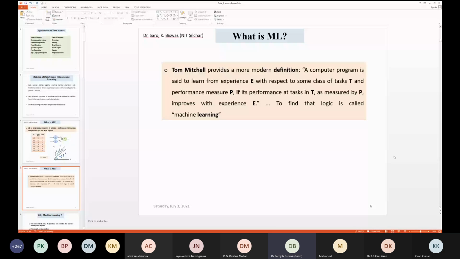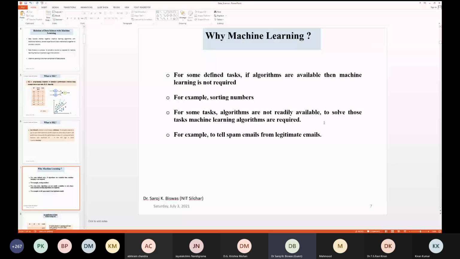Now, why machine learning? Everybody is talking about machine learning, right? Somebody is working on it. So now the question is whether that problem cannot be solved using some conventional method. Yes. If the problem can be solved by a conventional method, then we don't need to use machine learning. For example, if we already have certain kinds of algorithms available for the problems, then we don't need to use machine learning. For example, in the case of sorting numbers, we have a number of sorting algorithms. That's why for sorting numbers, we don't use machine learning algorithms, right?